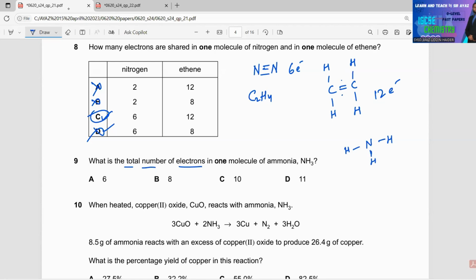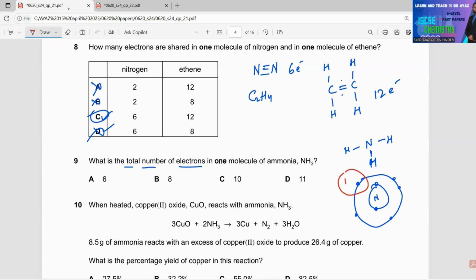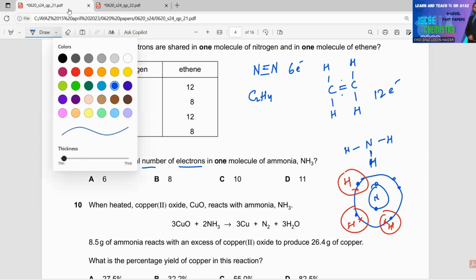We need to show the electrons for each of these. For nitrogen, there will be 2 electrons, I'm using dots, in the first shell. In the second shell, it must have 5 electrons: 1, 2, 3, 4, 5. For hydrogen, I'm using the red pen, red color. This is hydrogen. This one is also hydrogen. Now I'm showing the electrons for hydrogen: 1, 2, 3. There will be 3 hydrogens, so there will be 3 electrons.